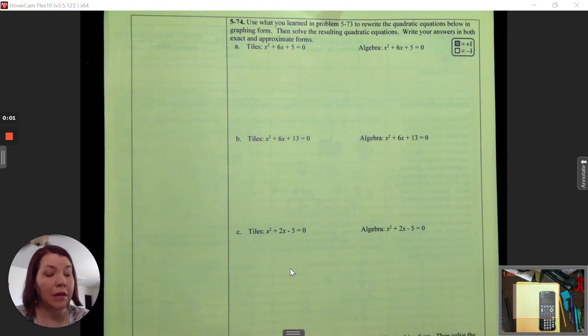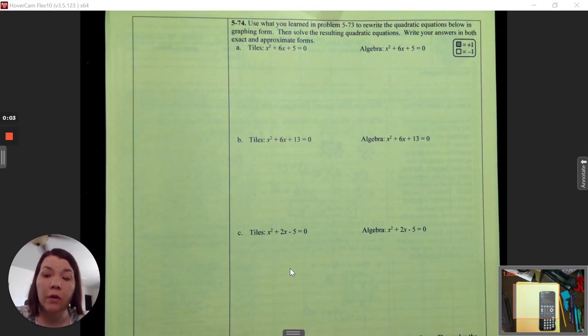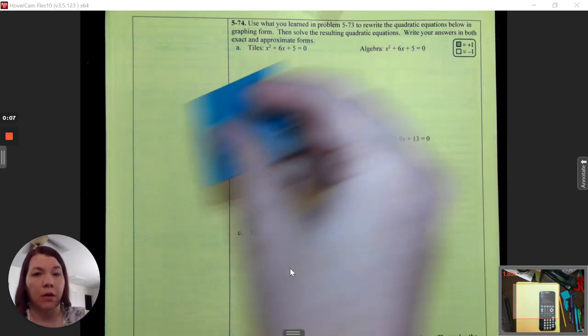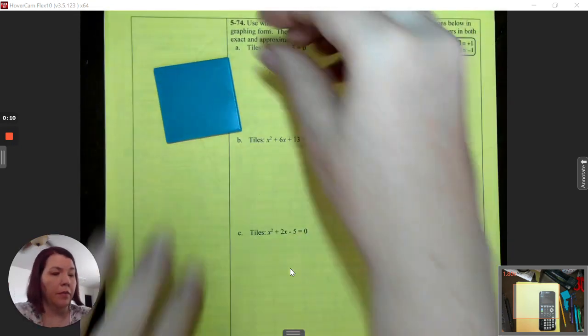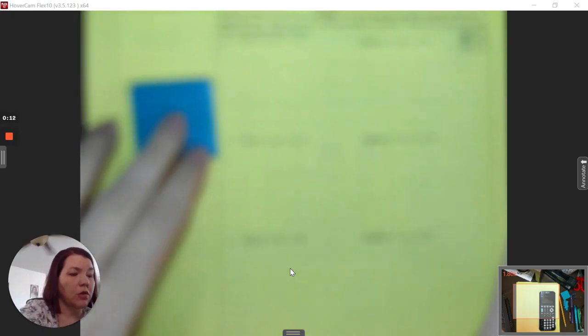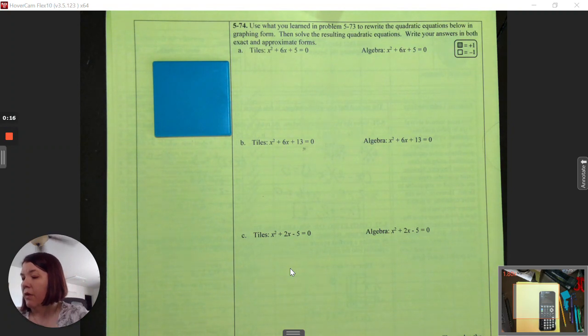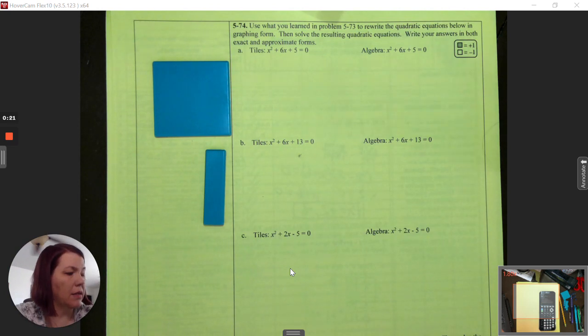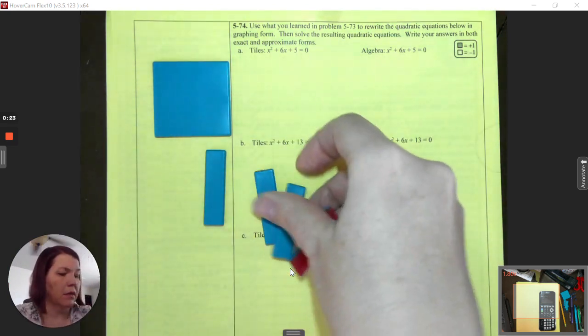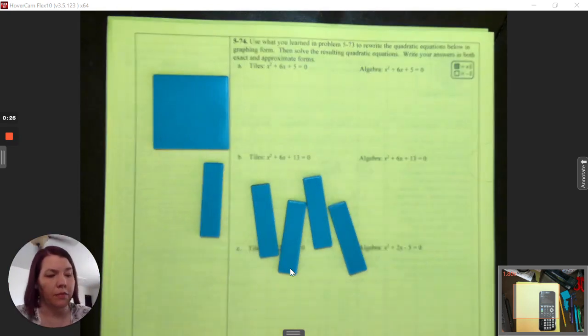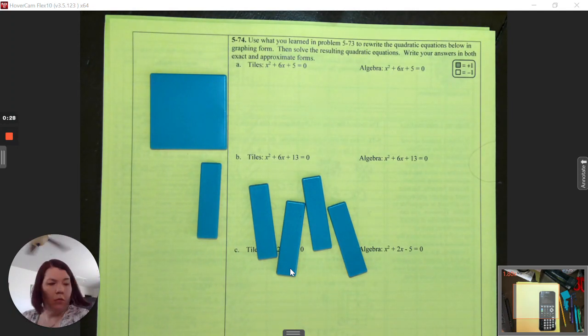Alright, so we're going to continue with lesson 5.2.2, which is completing the square. As we talked about, using tiles to do this, we've got our tile for x squared, we've got a new problem, and we're going to try to do both exact and approximate answers, rewriting things and figuring it all out. So I need x squared and 6 x's for the first one, and I need one more, that's 5. And then I need 5 tiles.